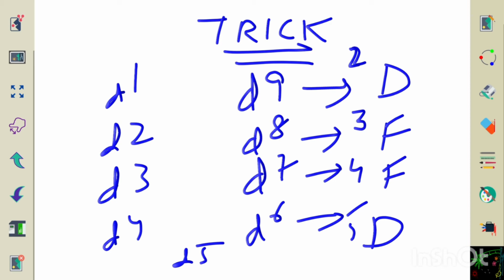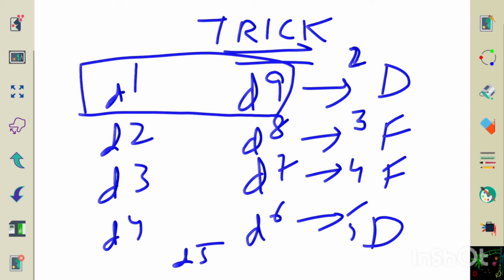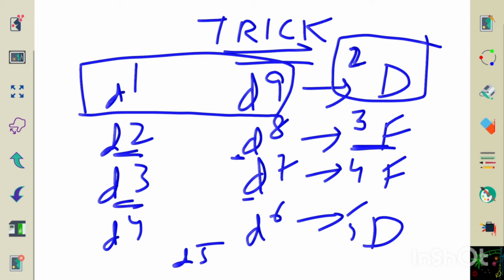So for the given question, or the given configuration, whether it is D1 or D9, if you find the given configuration is D1 or D9, directly write 2D. If it is D2 or D8, directly write 3F. D3 or D7, directly write 4F. And D4 or D6, directly write 5D. What about D5? For D5, the configuration will be 6S. Okay, so remember this aside.